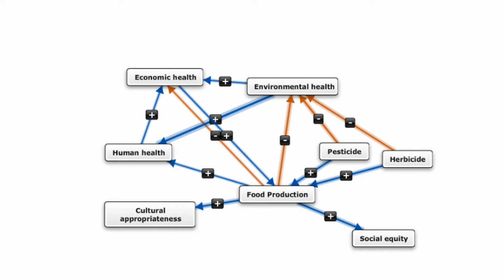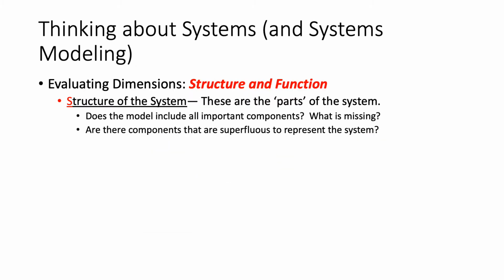So we've created a simple mental model using the mental modeler software of what we think the food production system might look like. And this will be our exemplar model for the rest of the video. So thinking about systems and systems modeling, we want to evaluate the dimensions of model, particularly the structure and the function. So what is the structure of a system? Well, these are the parts of the system. So we can think about the structure as, does the model include all of the important components? If not, what is missing? And are there components that are superfluous to represent the system?